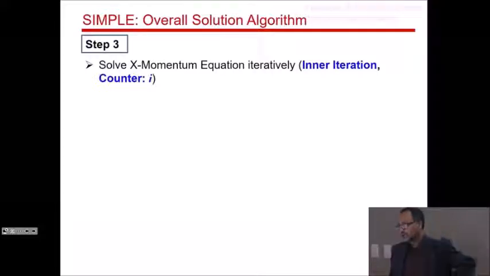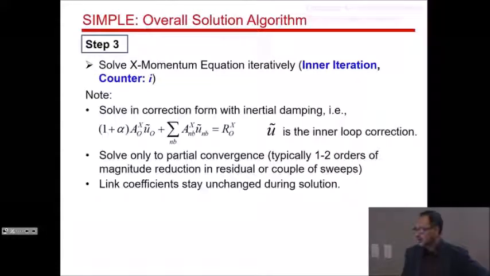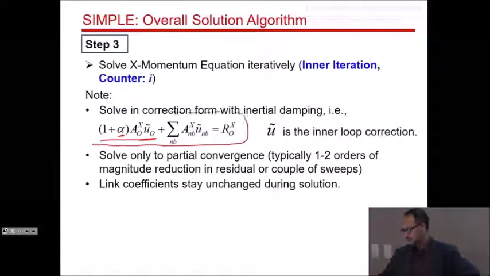Now I solve my x momentum equation iteratively. This is the inner iteration, and I'm naming another counter i as opposed to k. Now you're going to solve this in correction form with inertial damping. So what does that mean? That means I've introduced this inertial damping factor here, and this is now my new diagonal. This is the linear form of the momentum equation that I'm going to solve iteratively.